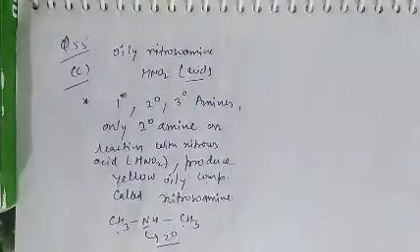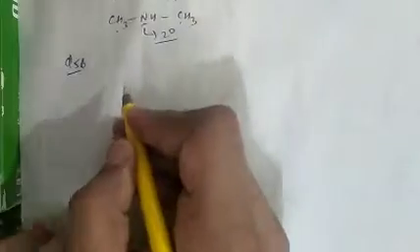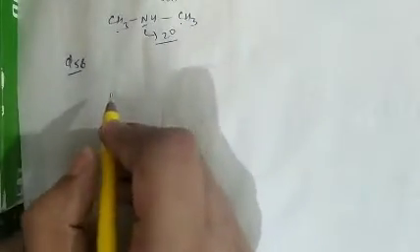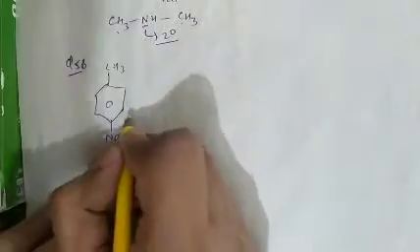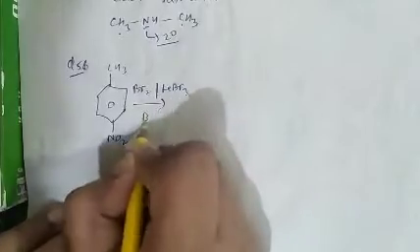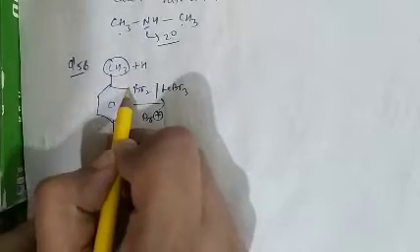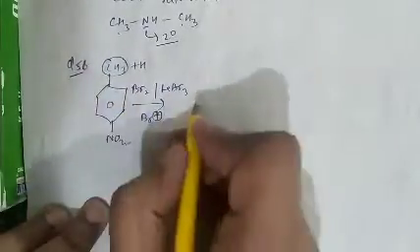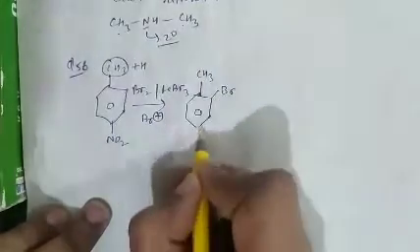In question number 56, a sequence of reactions is given. When this compound reacts with Br2 in presence of FeBr3, the electrophile will be Br plus. As this is a CH3 group, Br will attack at the ortho position because the para position is blocked here.